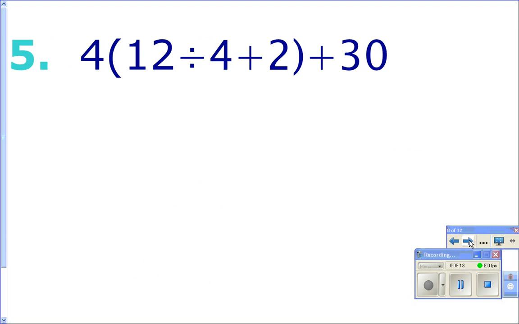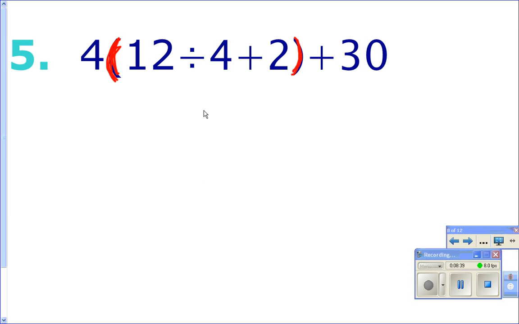Now I want you guys to work on number 5 on your own. Okay, here's a hint first. A number next to parentheses again means to do what? It means to multiply. A number next to parentheses means to multiply. So you can pause this and work this problem out and then check your answer.